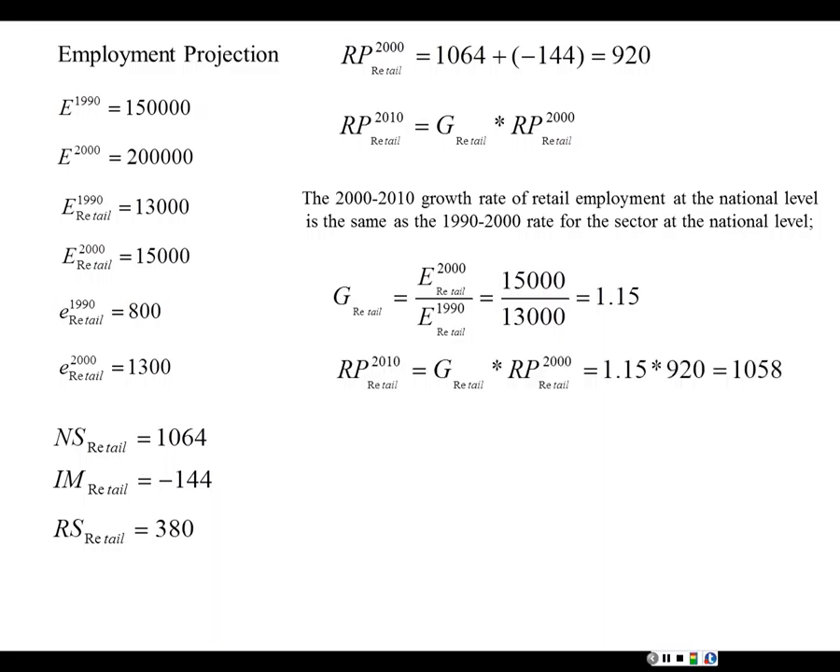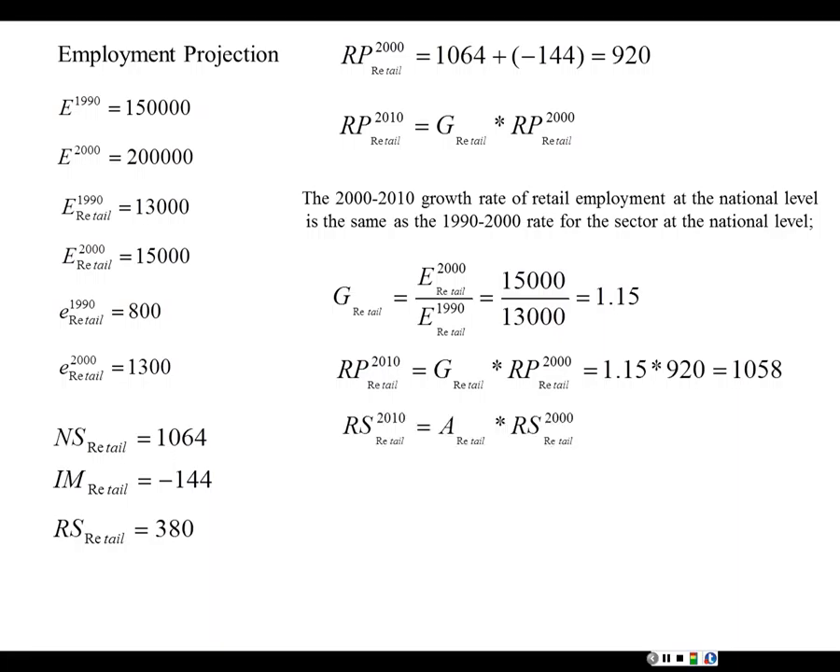So the 2010 retail regional proportion will be 115% of the 2000 retail regional proportion for the region, and therefore the G factor is 1.15. If you plug in this number, you will get a 2010 retail regional proportion of 1,058.